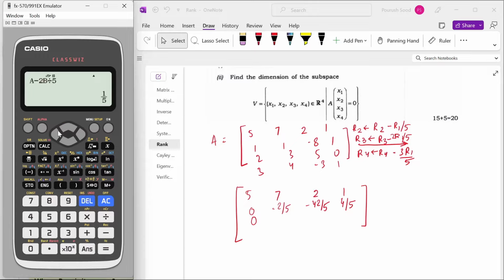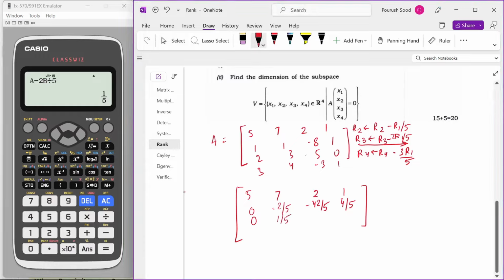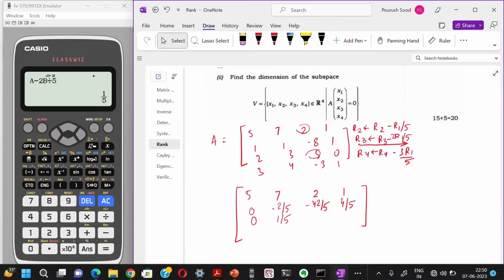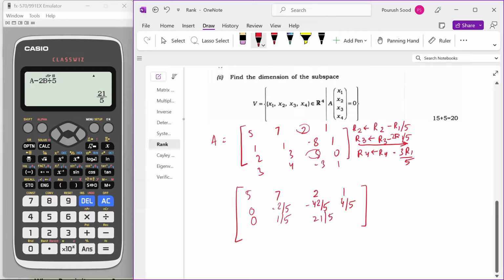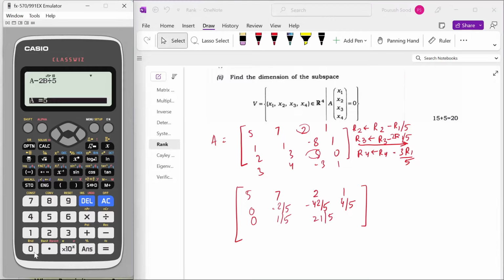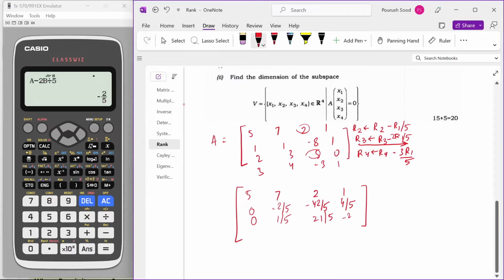Yeah, so calc, A is 3, B is 7, which gives us 1 by 5. Next, A is 5, B is 2, which gives us 21 by 5. Lastly, A is 0, B is 1, which gives us minus 2 by 5. And for the last row, we need minus 3R1 by 5. So we'll change this to minus 3R1 by 5.